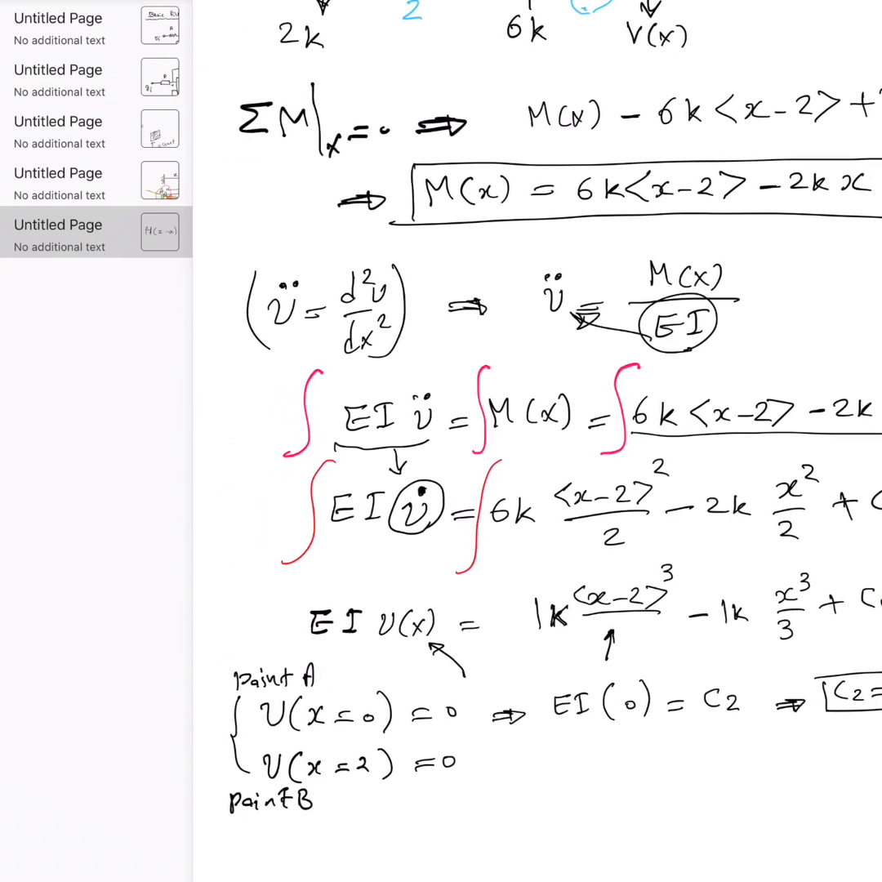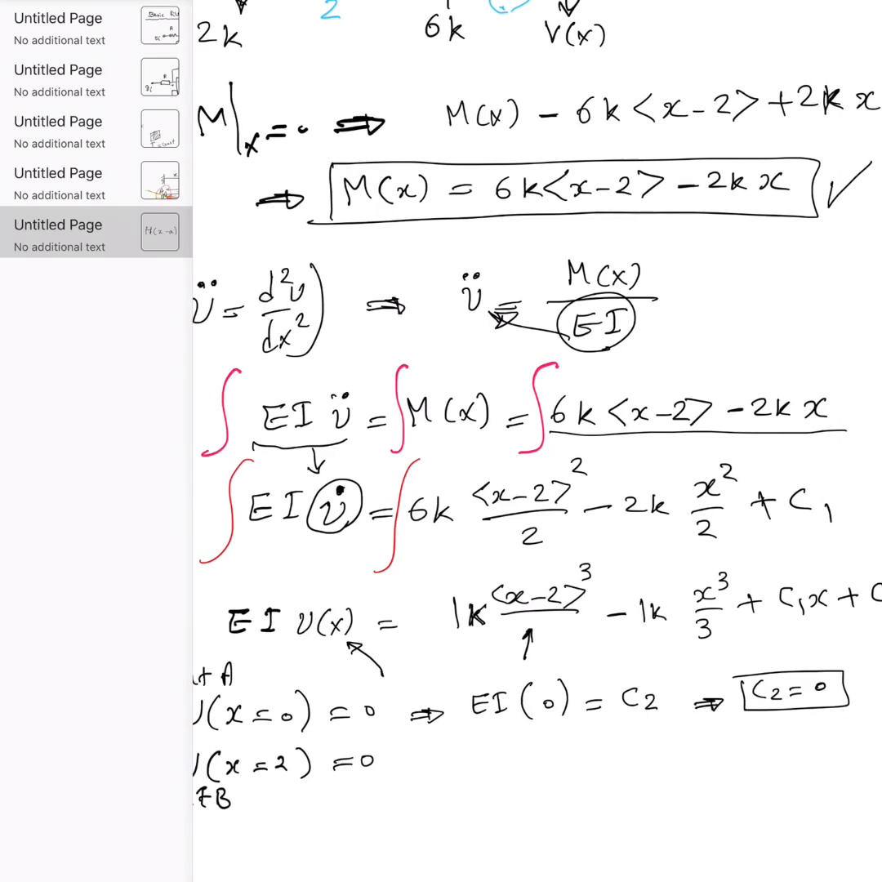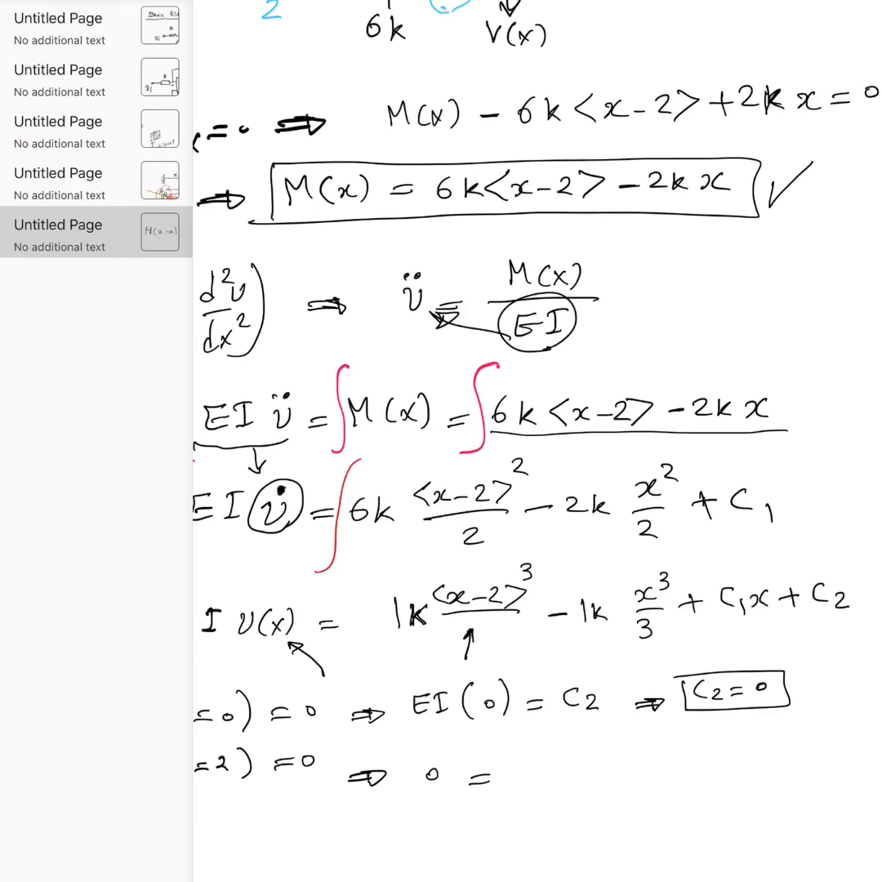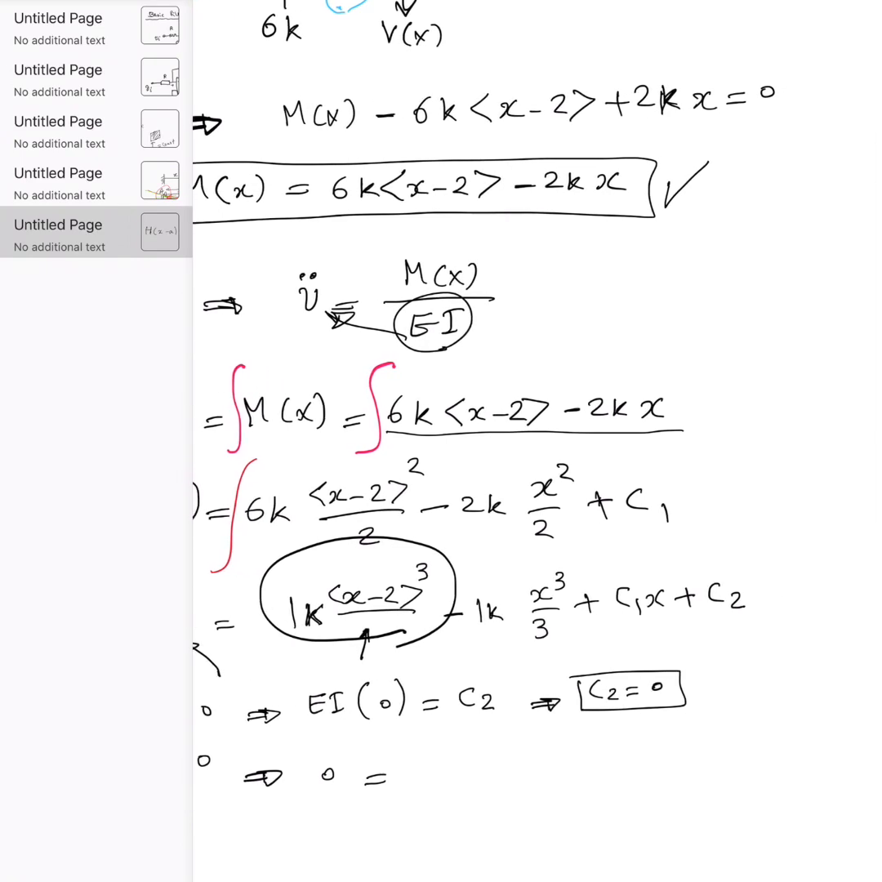Now let's go ahead and apply the second condition. The second boundary condition is that the deflection at point 2 is equal to 0. So let's put x is equal to 2. Again, you get EI times 0, which is 0 on the left. And then if you put x = 2, the first term right here disappears, but the second term is right there.